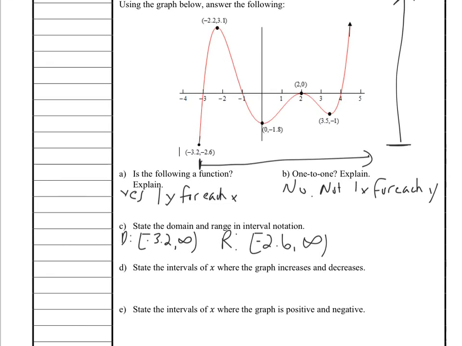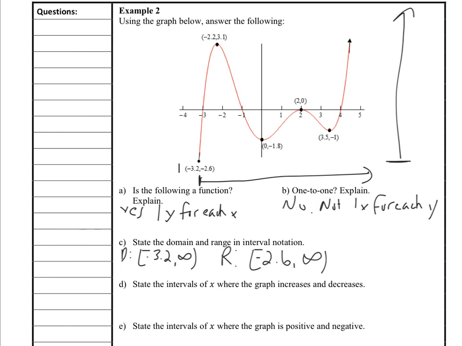State the intervals of x where the graph increases and decreases. So it is increasing as we go left to right when it's going up. So here is where it's increasing first. Here is another interval, and here is the last one. So we have three answers as to where it's increasing. That's a real pain, but it is.